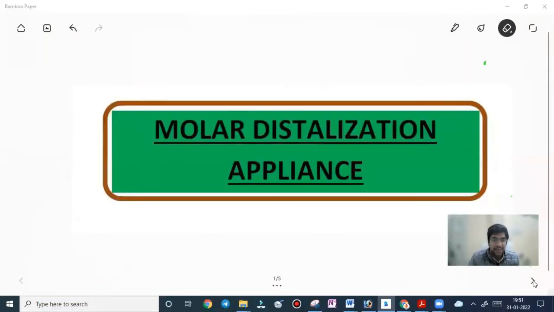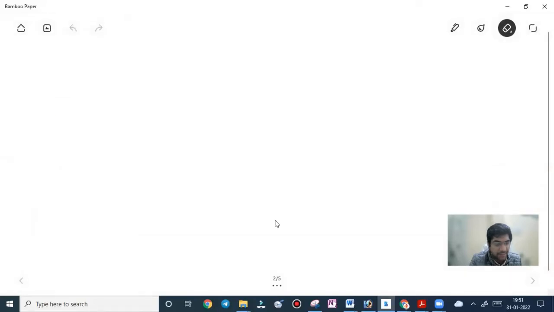So hello students, today we are going to discuss the molar distalization appliances. The next appliance that we are going to discuss in molar distalization is the K loop. The appliance consists of one component, that is the K loop, and the other is the Nance palate.